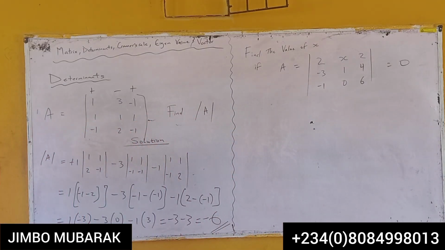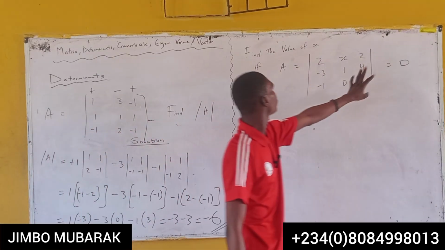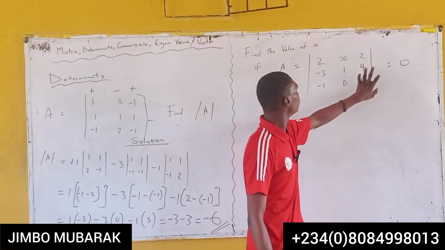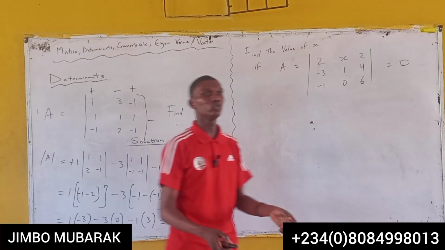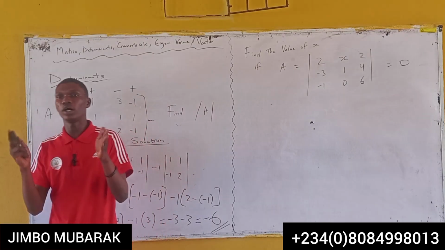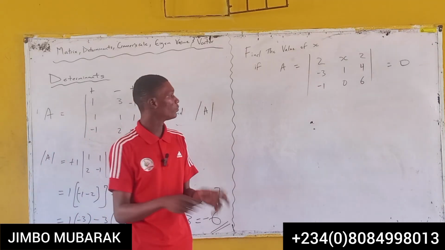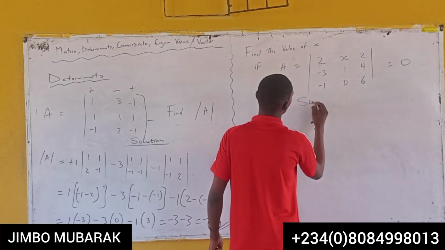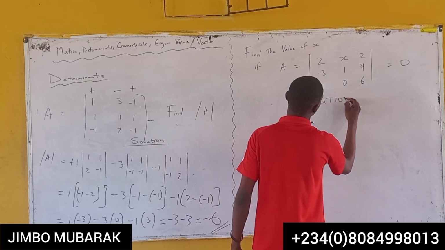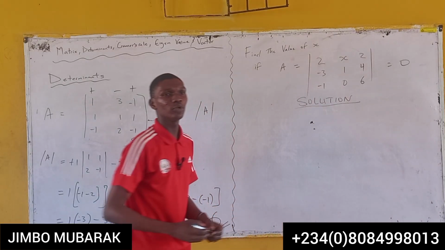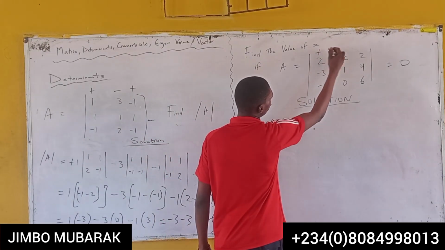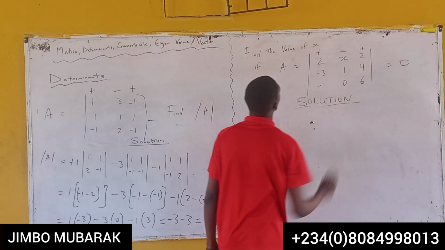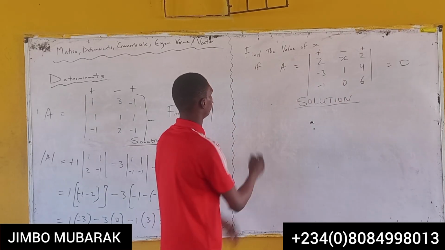So they said find the value of x if the determinant of 2 x minus 3, 1 4 minus 1, 0 6 is equal to 0. So we apply the same rule for our determinant of a matrix. Simple. So solution. Alright, since we already have the idea, let's move together, please. We apply our sign convention, right?